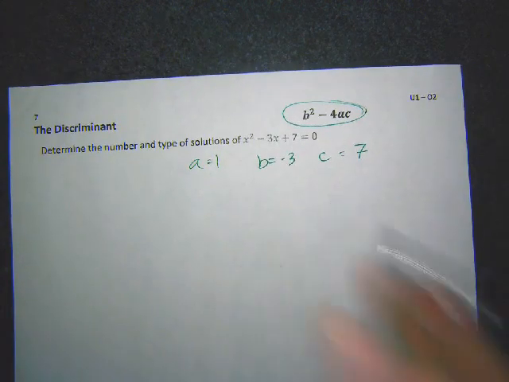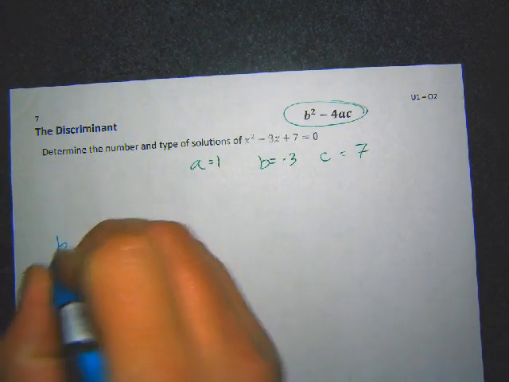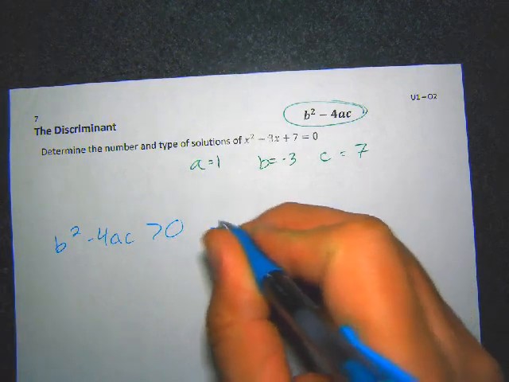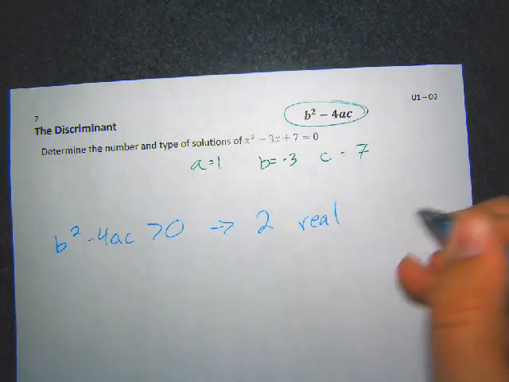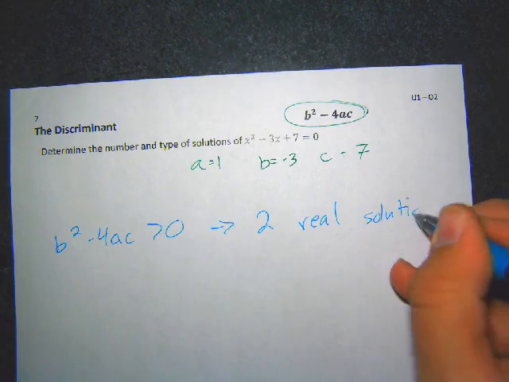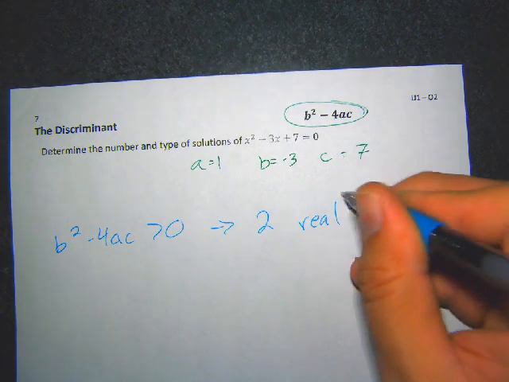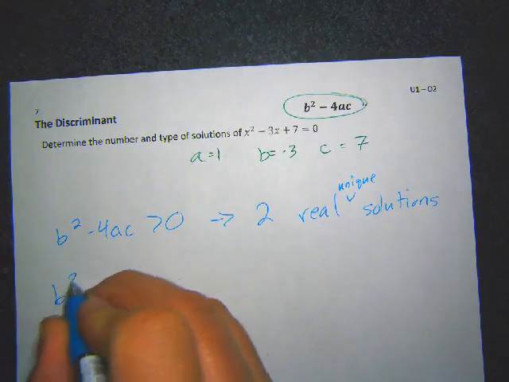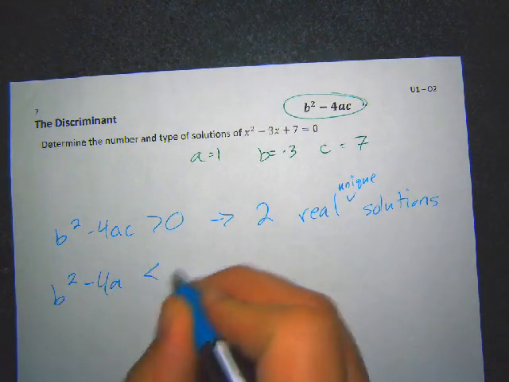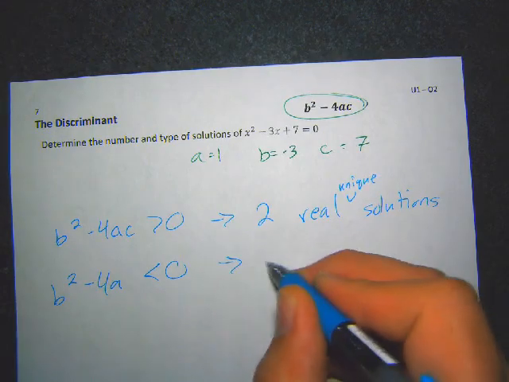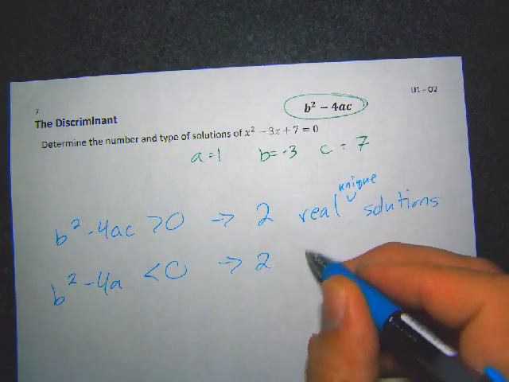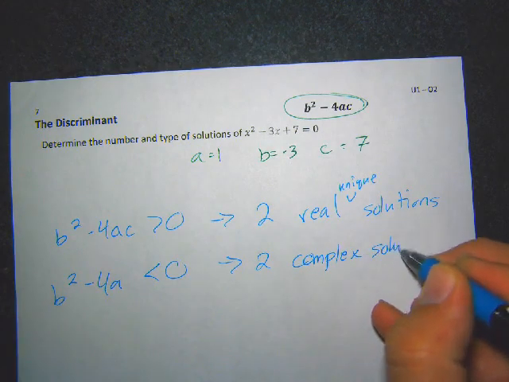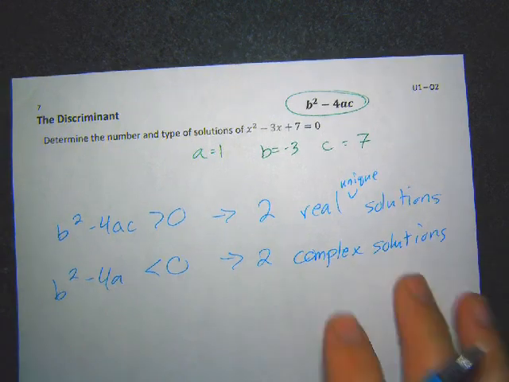So what you do is you actually look at this. You say that b squared minus 4ac, the discriminant, if it's bigger than 0, it has two real solutions. And I should say two unique. They're not the same. So we get two different answers. If b squared minus 4ac, the discriminant, is less than 0, it's negative, then you get two complex solutions. And they are also unique. You never get matching complex solutions.